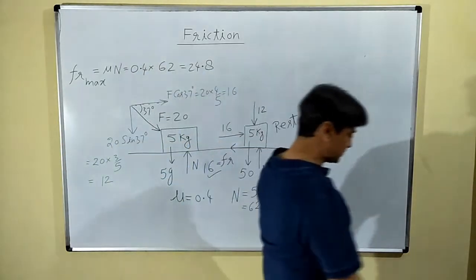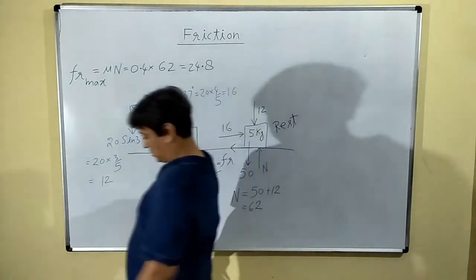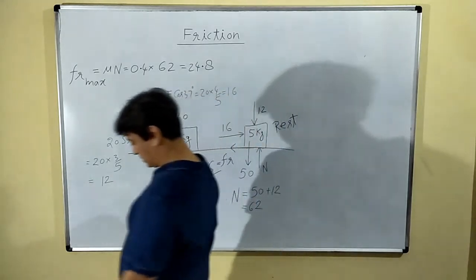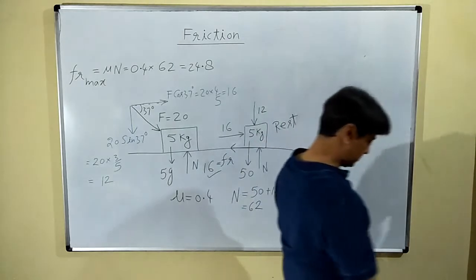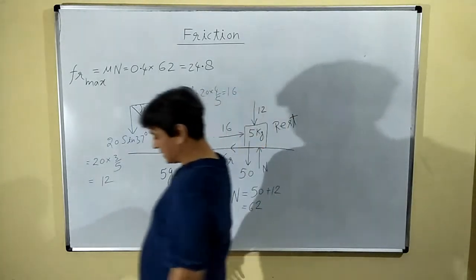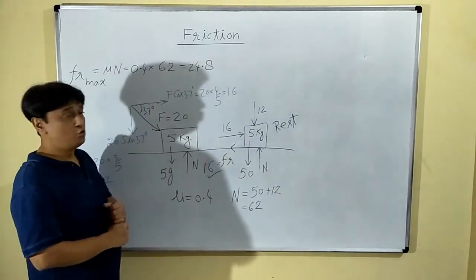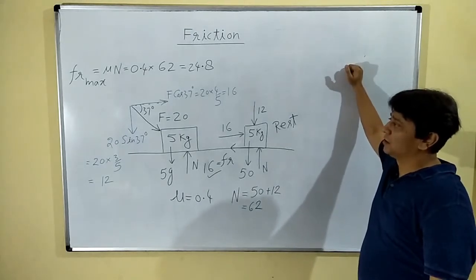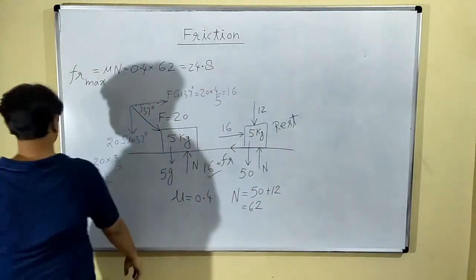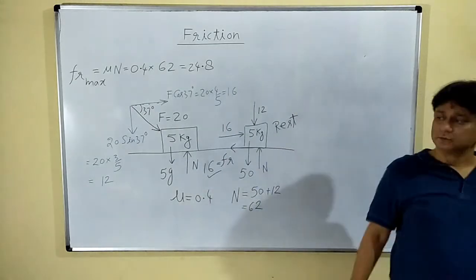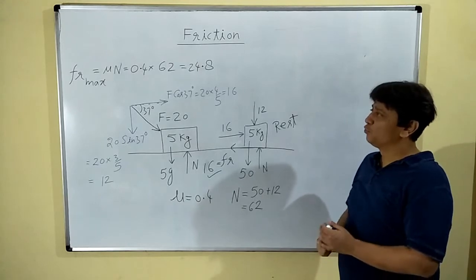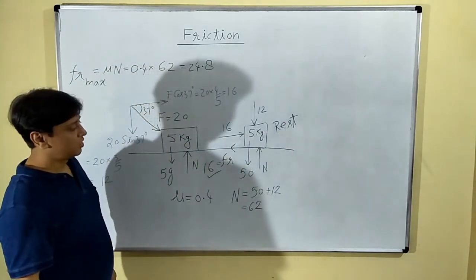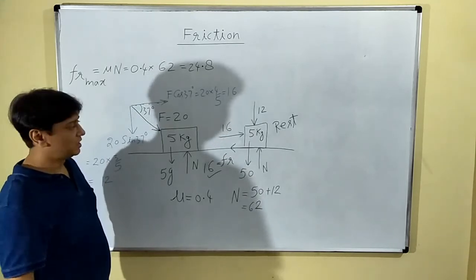In fact, you can write down this as a statement. With the help of previous examples, we can see that it's easier to pull and move a body than to push and move it, because when we try to push it, normal reaction increases, which increases maximum value of friction, and therefore it becomes difficult to move it.